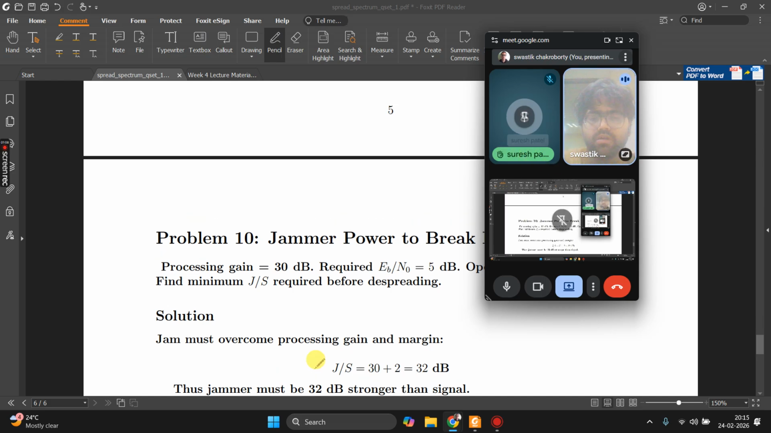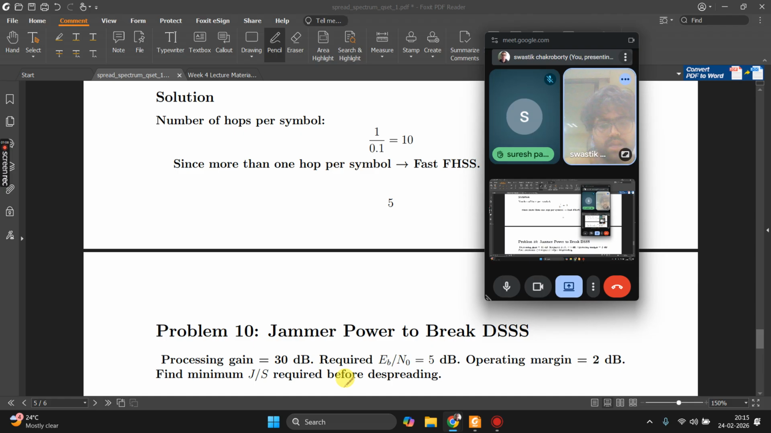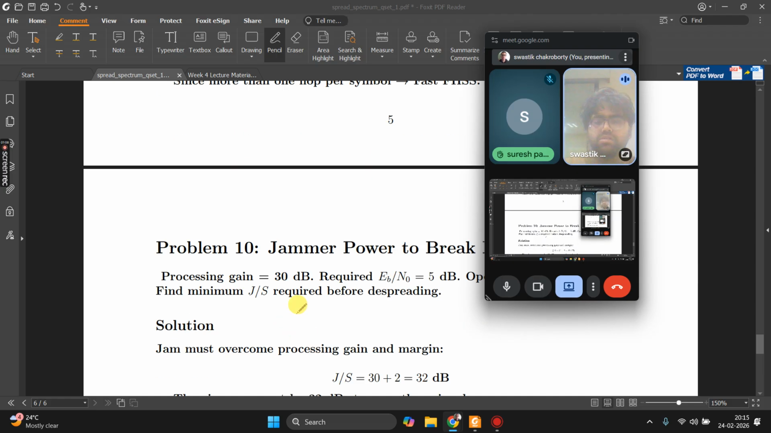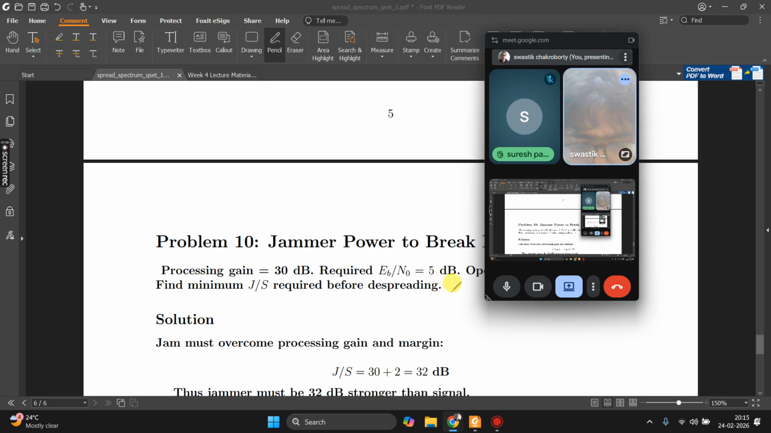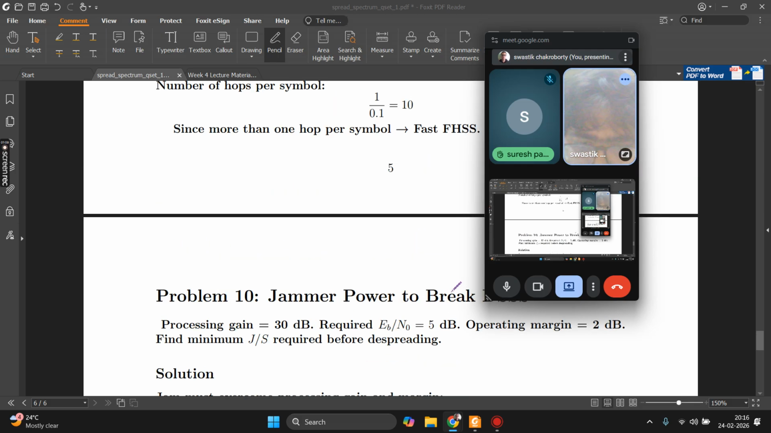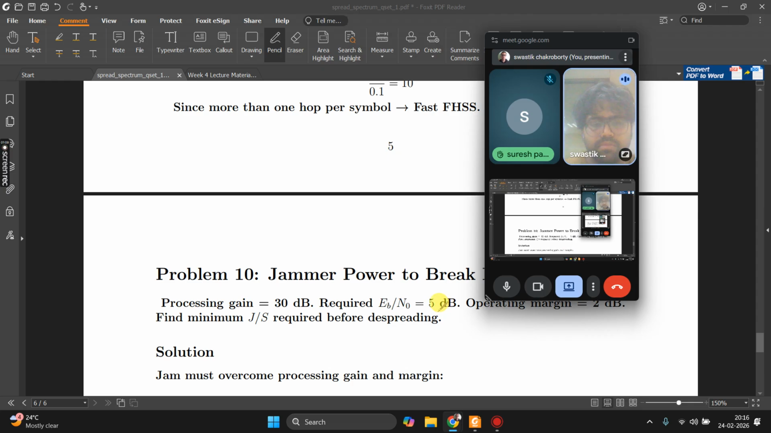Okay. So basically, the jamming must overcome the required Eb/N0 of 5 dB. That is fine. But the jamming just has to overcome the operating margin and the processing gain. So the jamming needs to be 30, and it has to be what will be subtracted from it. 30 plus 2. I think the 5 dB should also be there. So it will not be 30 plus 2, it will be 30 plus 2 plus 5.